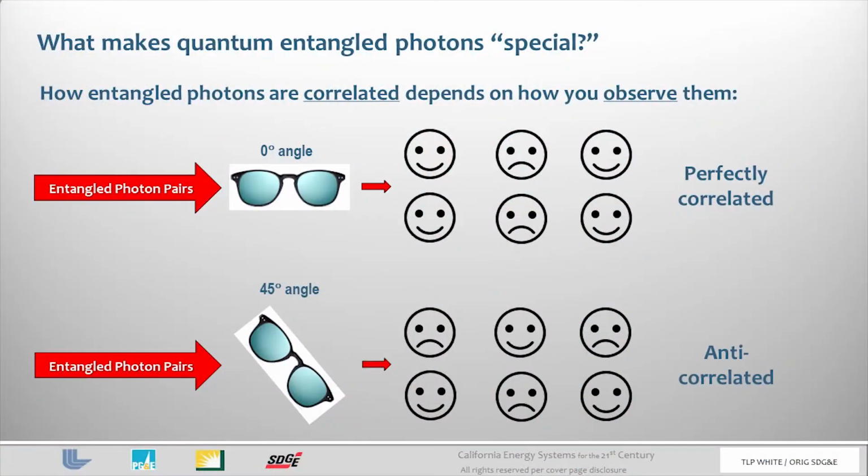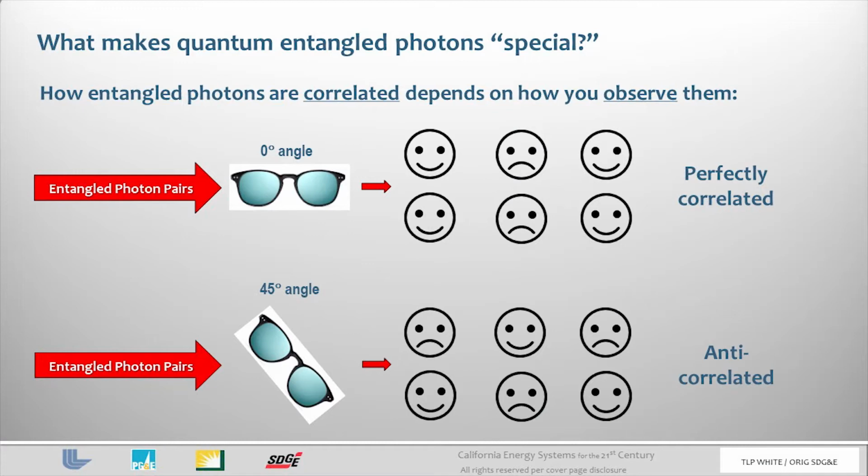Okay, so what can we do with these entangled photons, and why are they special? And how can they actually help us with encryption or authentication? So the really important thing about entangled photons is that they're correlated in a way that depends on how you measure them. So if you imagine this entangled photon source producing these pairs of photons, if I measure them in one basis, I'm going to get one type of correlation. If I measure them in a different basis or a different reference frame, I'm going to get a different correlation.